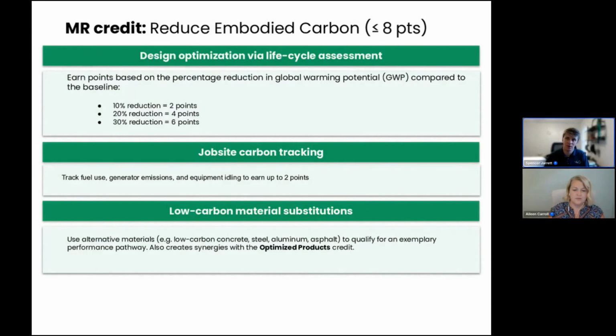And it also requires a level of job site carbon tracking. So tracking the fuel used on site, either for equipment or generators or whatever it may be, tracking how much fuel you used, how much was wasted. And that pretty much sums up what that prerequisite is. You need to take a hard look at the core and shell and exterior hardscapes, identify what the worst materials are from an environmental impact, and then choose alternative materials or methods to reduce the impact in order to achieve the prerequisite.